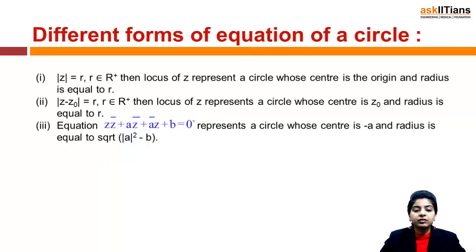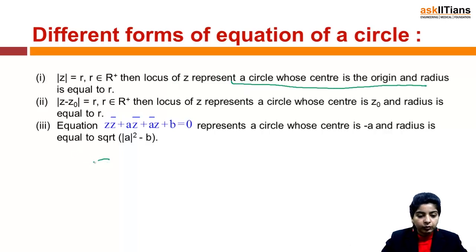So let's begin. The next topic that we have is the different forms of equation of a circle. That is the continuation of the geometry of complex numbers, right? Firstly we have |z| = r, where r belongs to R+, that is the set of positive real numbers. Then the locus of z represents a circle whose center is the origin and radius is equal to r.